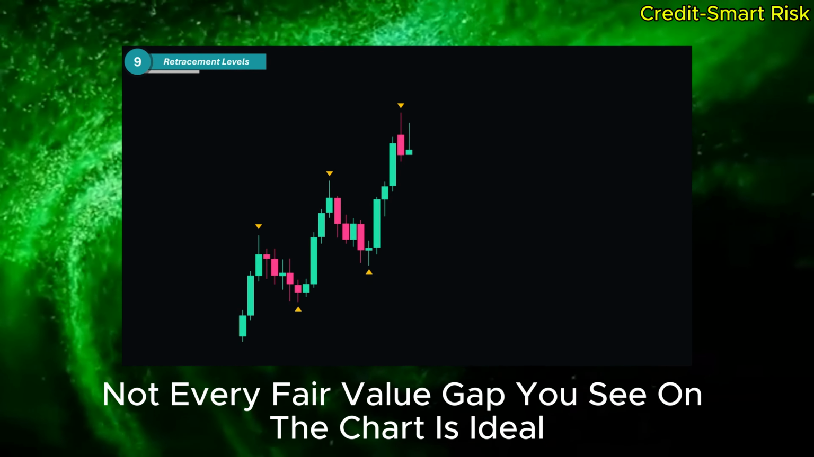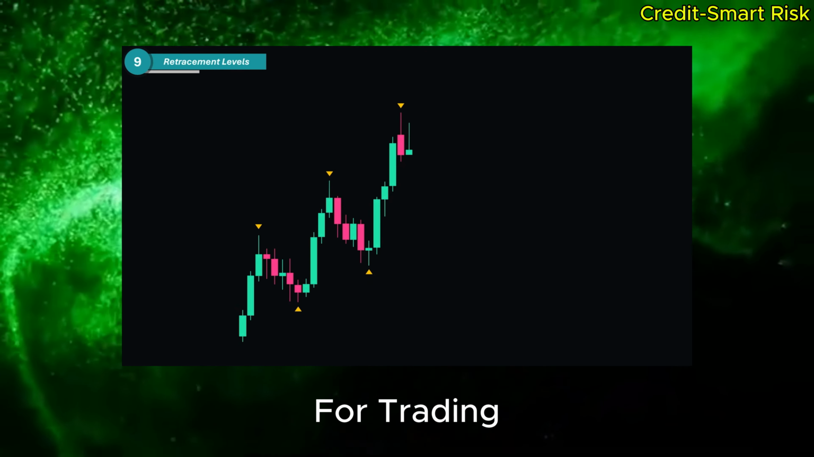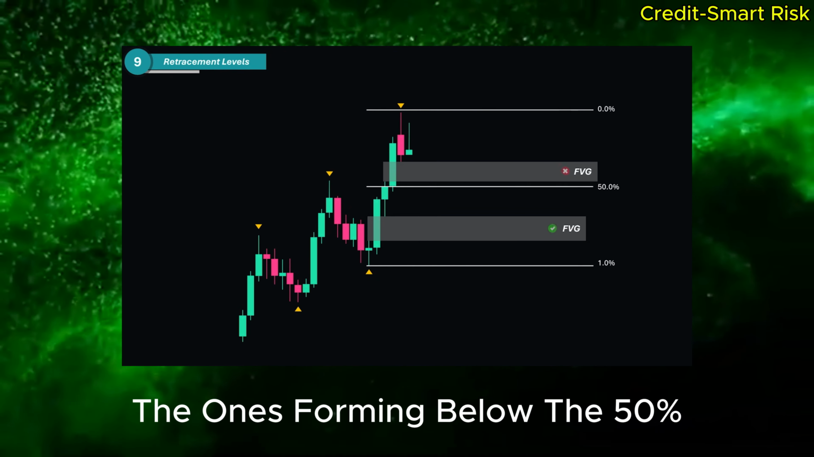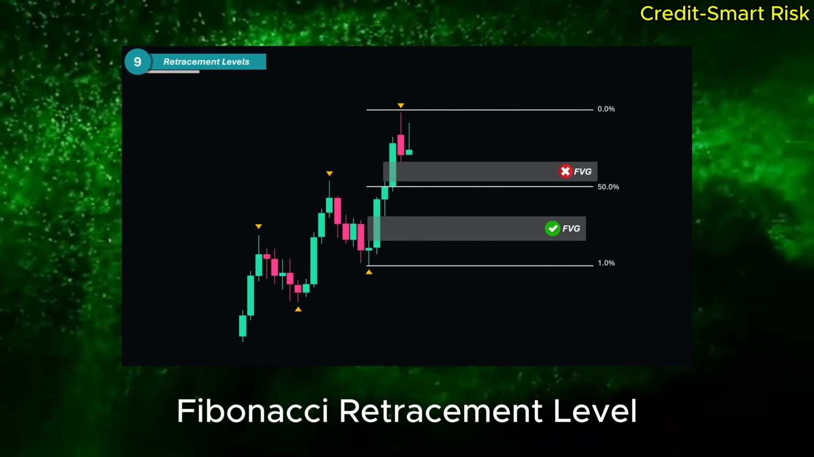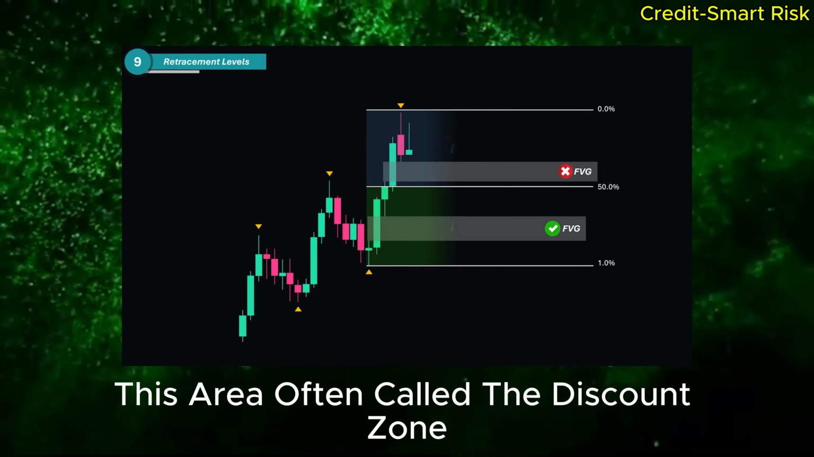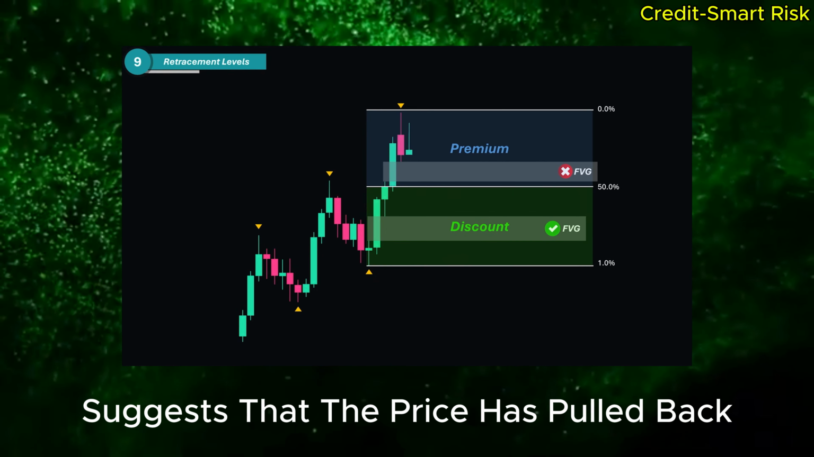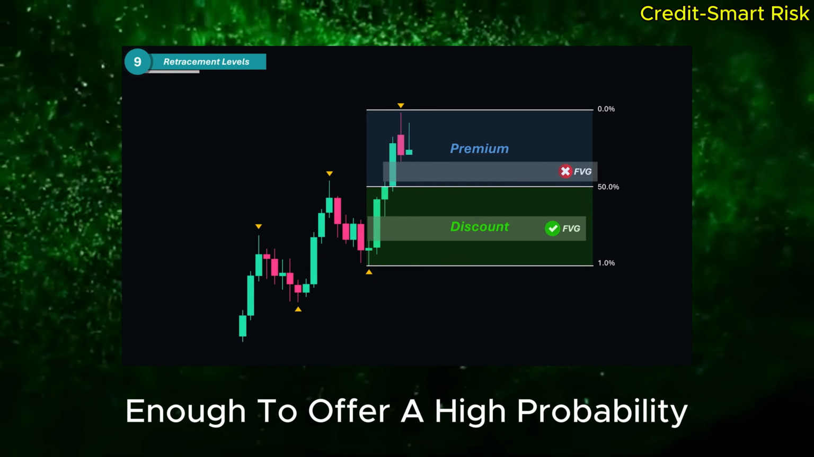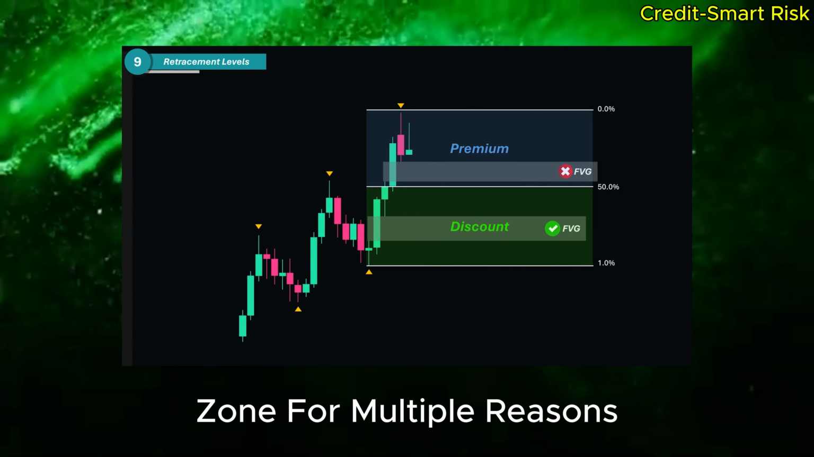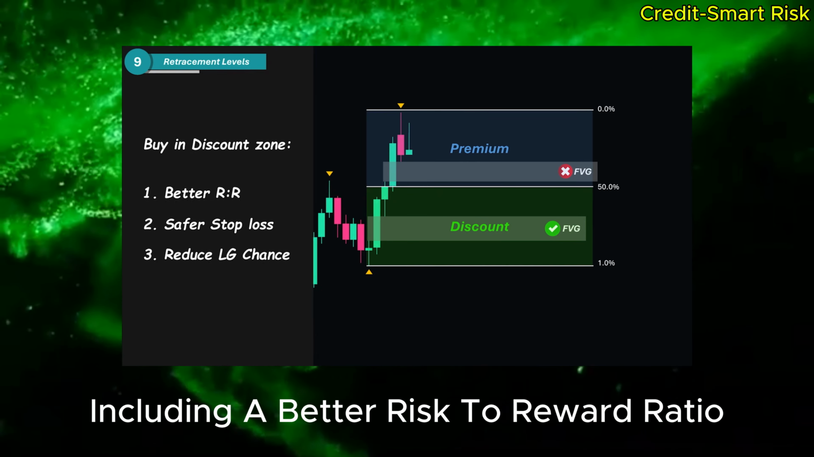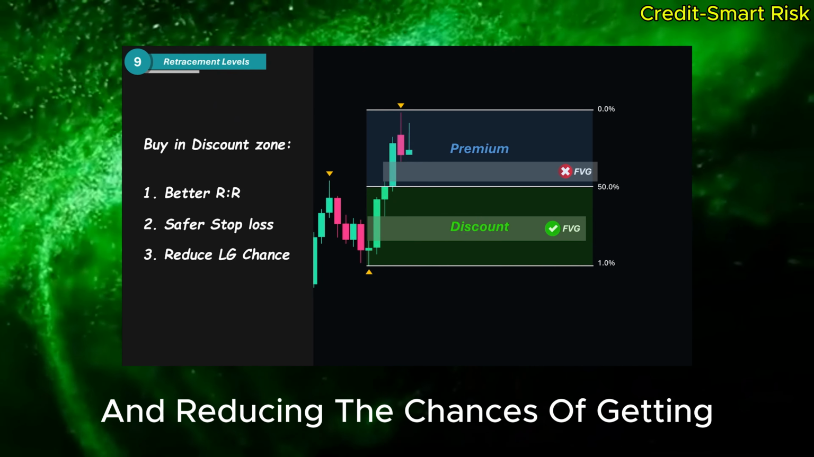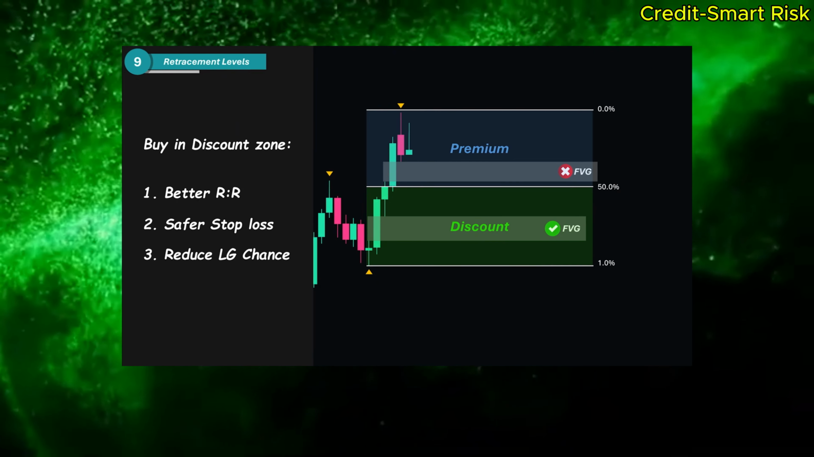Not every fair value gap you see on the chart is ideal for trading. When multiple FVGs are created during a strong move, the ones forming below the 50% Fibonacci retracement level are usually the most reliable. This area, often called the discount zone, suggests that the price has pulled back enough to offer a high probability entry point. We always want to buy at the discount zone for multiple reasons, including a better risk-to-reward ratio, safer stop-loss placement, and reducing the chances of getting caught in a liquidity grab.